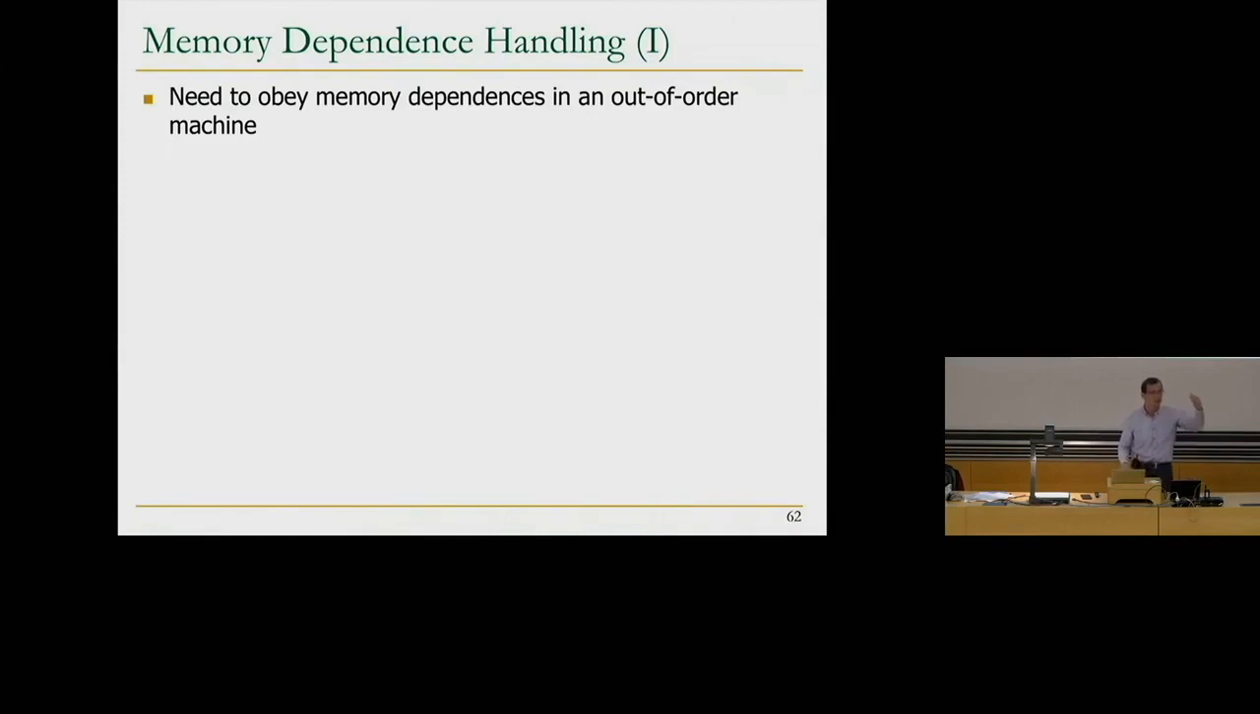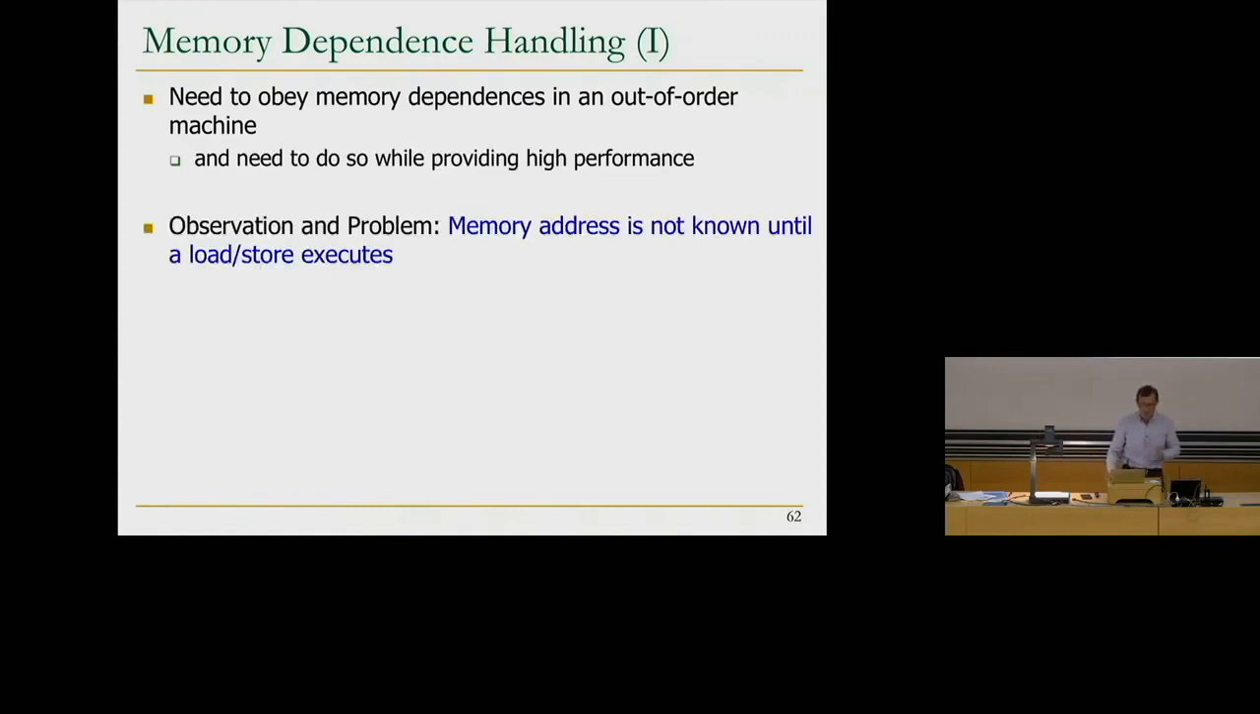Meaning that a load may be dependent on a store, and you need to ensure that the load gets the correct value from the correct store. Now, we handle this nicely with register renaming, but these are not registers. These are memory addresses, right? Register addresses we know at the beginning of the pipeline, so we can rename nicely to another namespace. Memory addresses we don't know until we execute the instruction. Okay, and we need to do so while providing high performance. So that's the problem, basically.